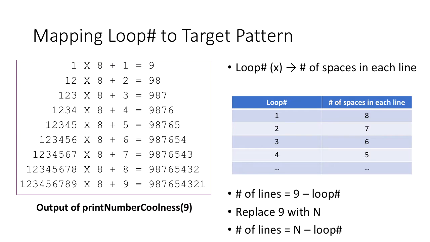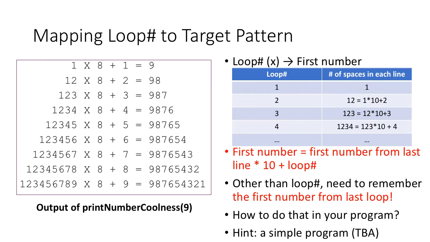Can someone tell me how we generate the number of spaces in each line? Yep, correct. We can use the number 9, which is the input number, and reduce it by the line number to get the number of spaces. Next, we are going to solve the problem of how to get the first number. Does anyone know how to get the first number of each line? Yeah, plus the number of the next line, right?